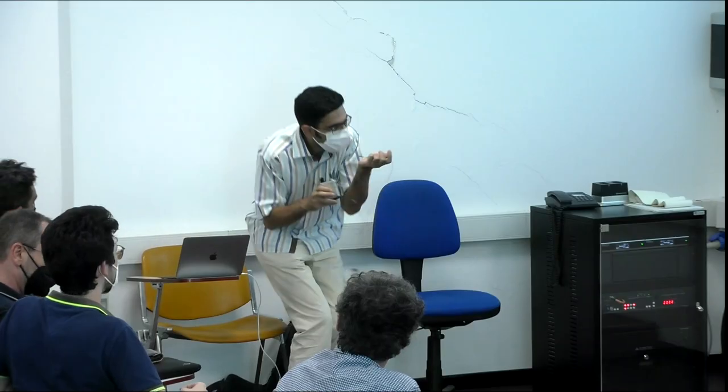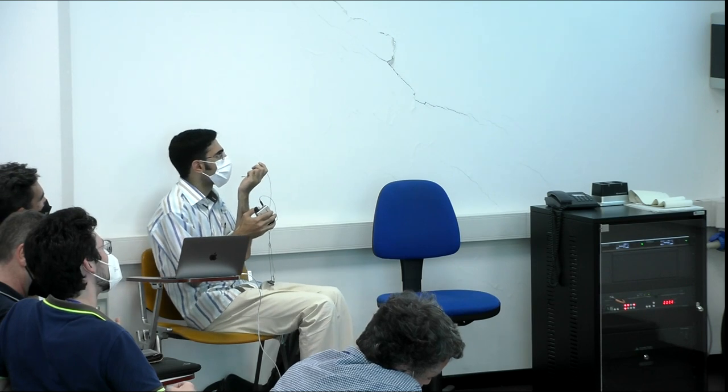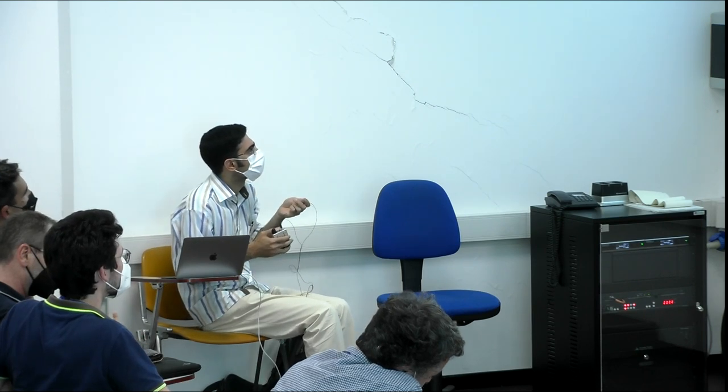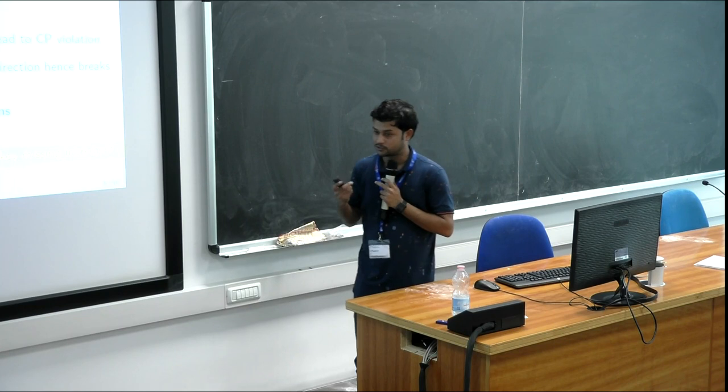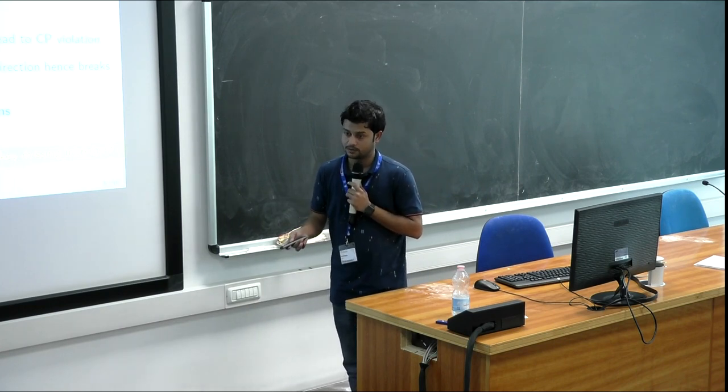Hi. What is the source of baryon symmetry violation? The source of baryon symmetry violation is the presence of gauge field, the electromagnetic field.